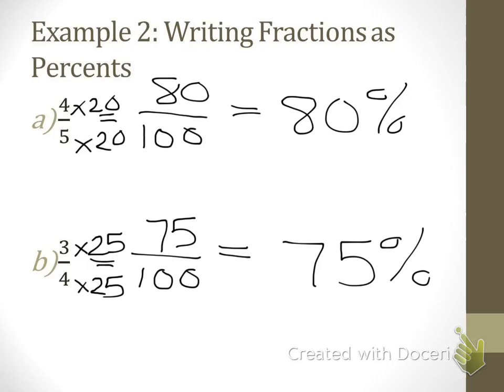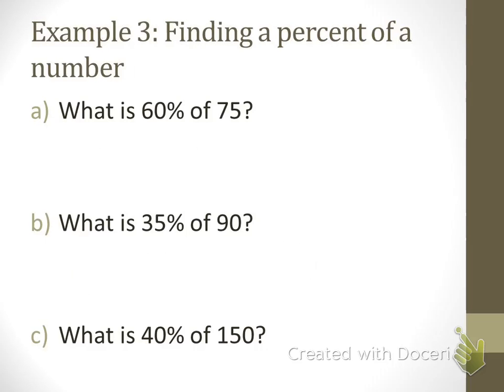Okay, now in example 3, we're finding the percent of a number. Okay, so what is 60% of 75? What's 35% of 90? What's 40% of 150? All right, now, there are several ways that you can solve this. I'm going to show you one way, okay?